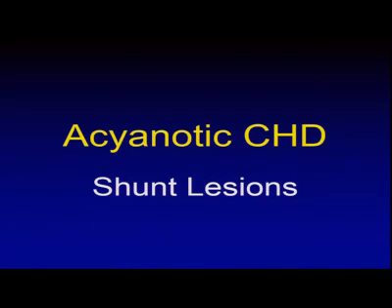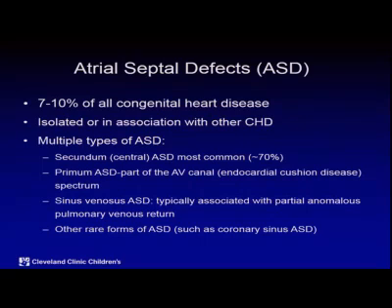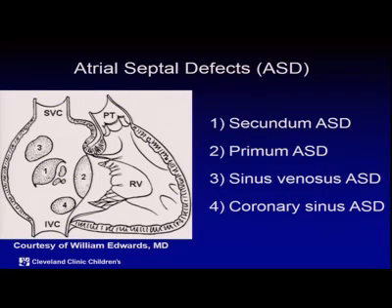So acyanotic, starting with shunt lesions. Atrial septal defect is pretty common. It can happen in isolation or in association with other congenital heart diseases. There are multiple anatomic types of ASD, which I'll show you in a diagram. The secundum ASD is in the center of the atrial septum. This is the most common, about 70% of all atrial septal defects.